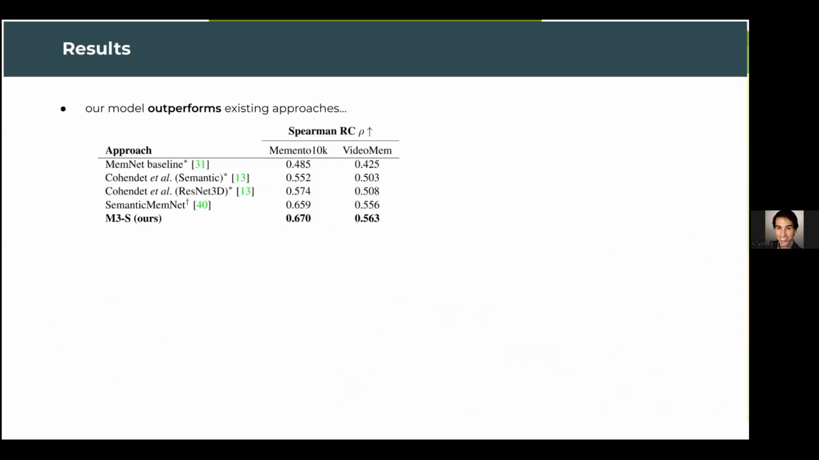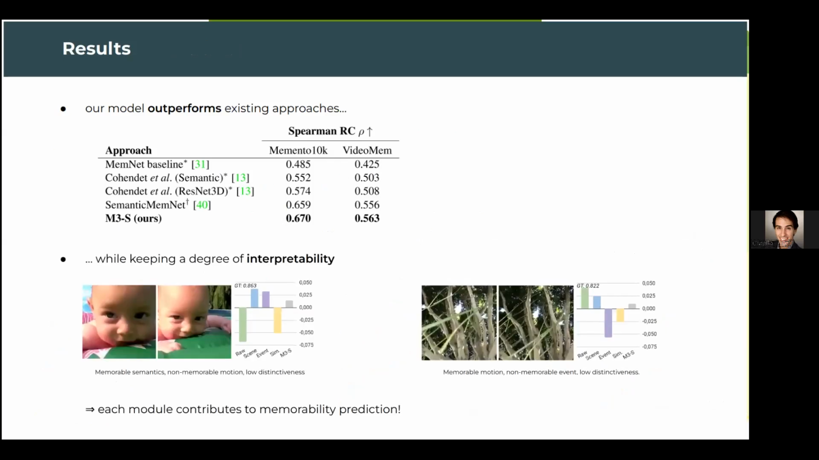Our model beats existing approaches as measured on Spearman rank correlation, which is typical for memorability. And most importantly, it keeps a degree of interpretability. So it's able to understand whether a certain component or a certain module in our setup draws memorability or tends to decrease memorability or increases memorability.